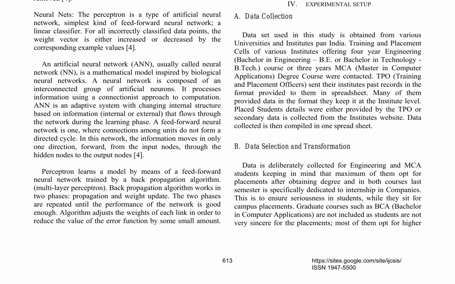The experimental setup involves collecting data from various universities and institutes in India, with training and placement cells providing past records of students. The data is then compiled into a single spreadsheet. The data selection and transformation process focuses on engineering and MCA students, as they are more likely to opt for placements after obtaining their degree.